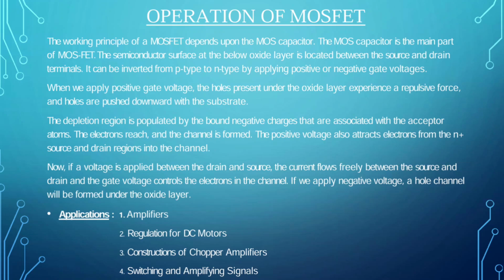Now we have some applications. MOSFET is used in amplifiers. It is used in regulation for DC motors, construction of chopper amplifiers, switching and amplifying signals, etc.